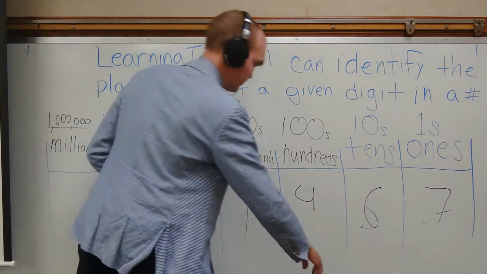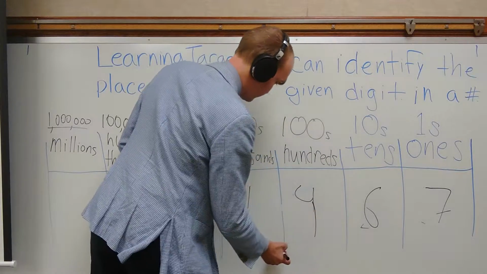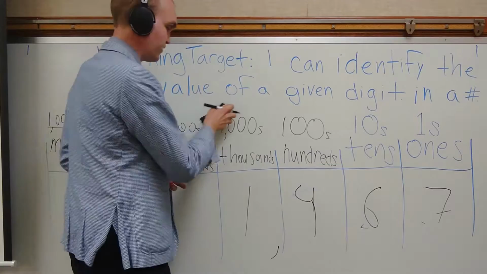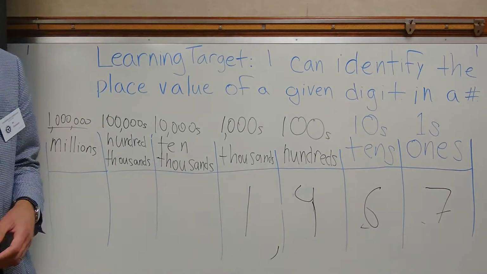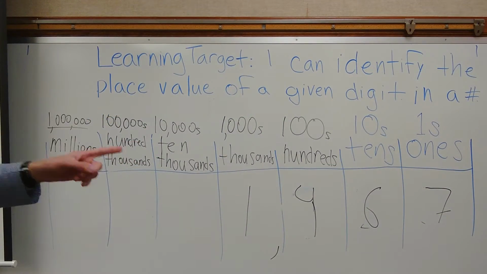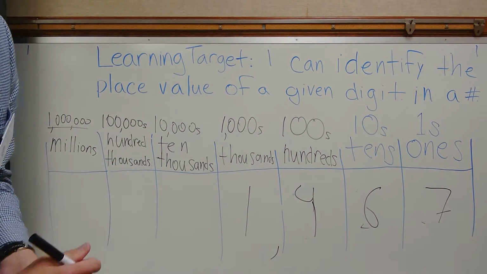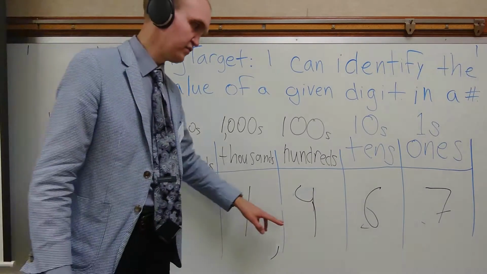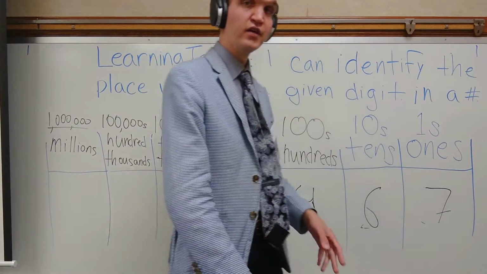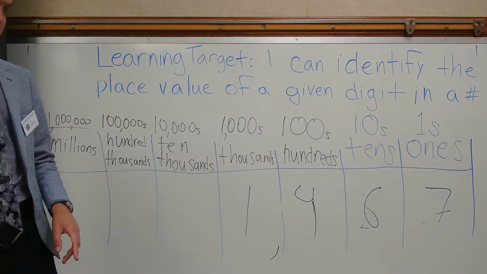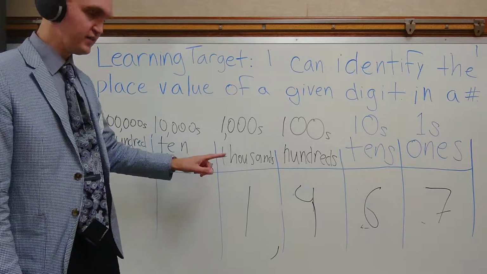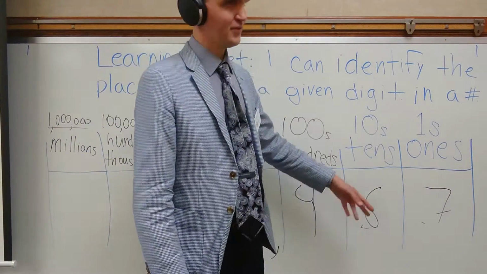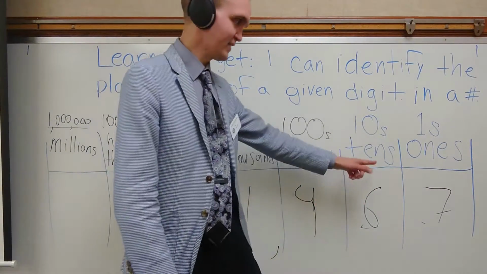Okay, I want you to fill in your place value chart with 1,467. If you can, I want you to say this number out loud. How would I say this? If you said 1,467, you're correct. You can use this place value to help you say these words. This is the thousands place. 1,460. There's no 10 in there, but it's this tens place.